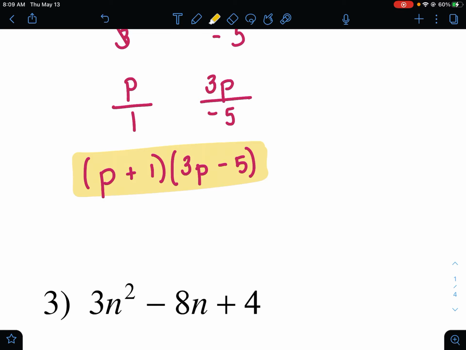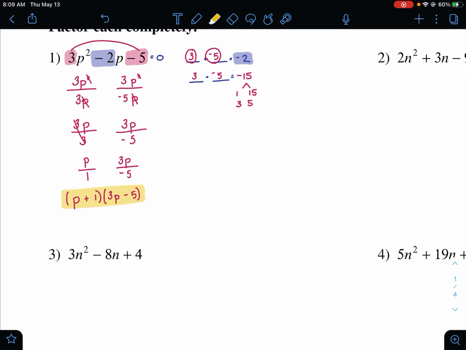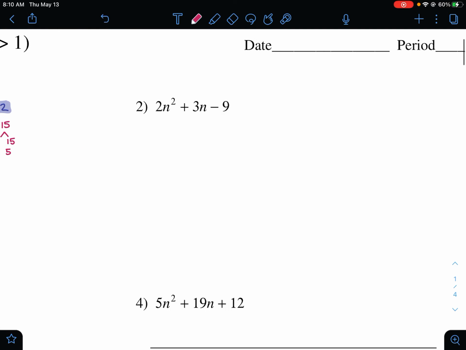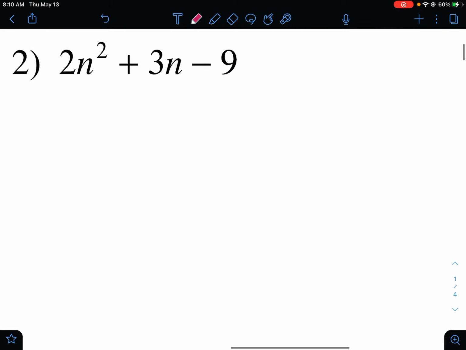So really, this whole factoring process is just the opposite of FOILing. Because if I wanted to check this, I would have to FOIL this. You remember, first, outside, inside, last? I'm going to do another one with you. And then I'll do one to show you how to factor by grouping.